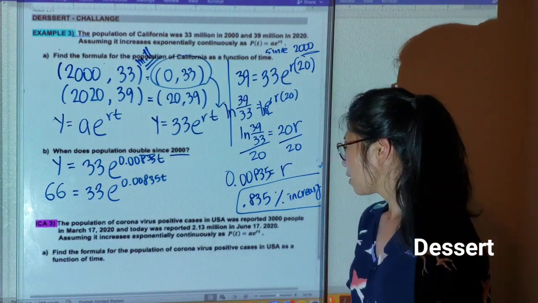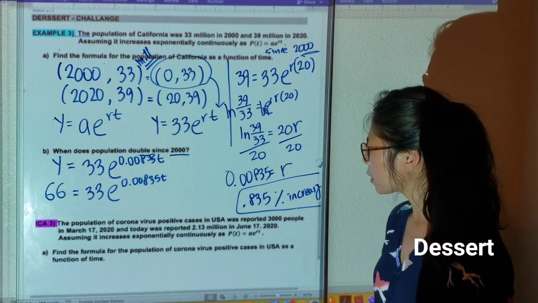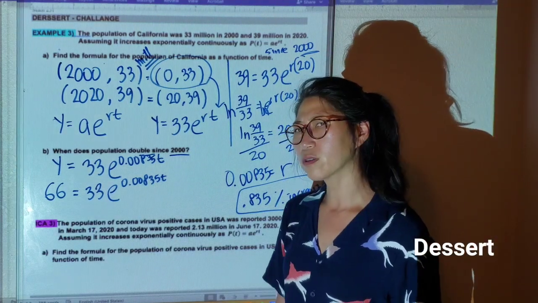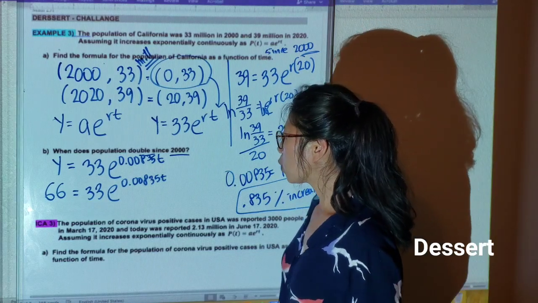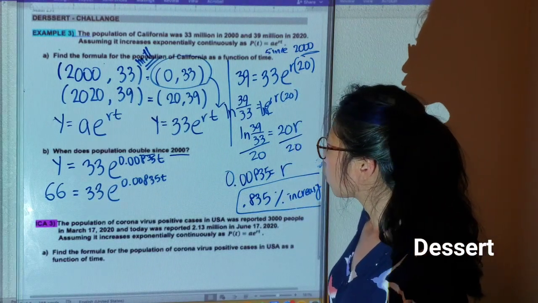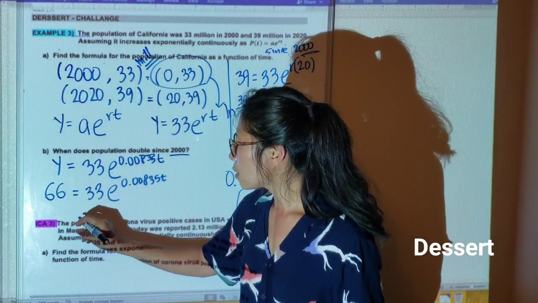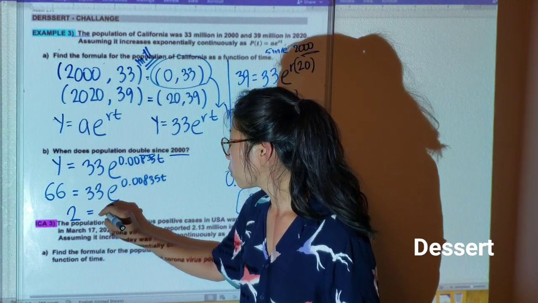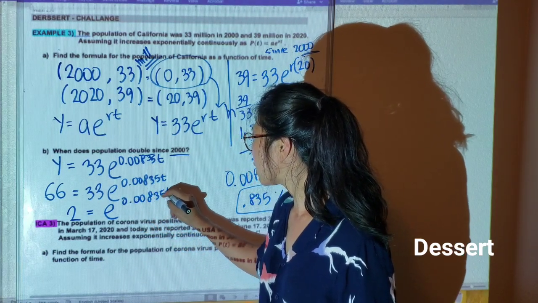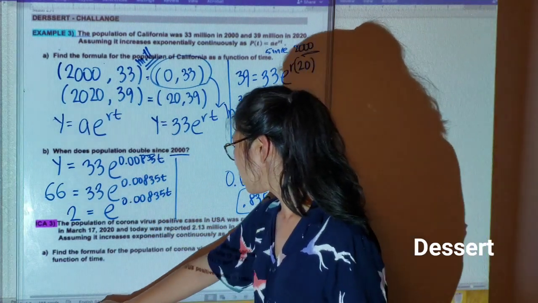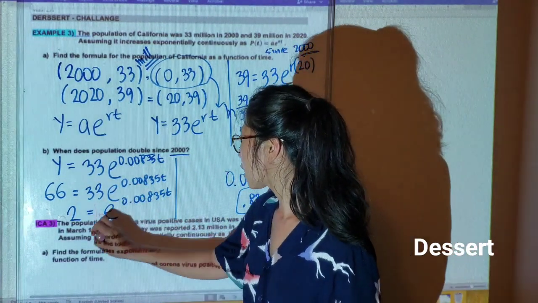So in this case, population doesn't increase fast, so I cannot actually guess how long it's going to take to be doubled. Normally, being doubled doesn't take that long, about like 20 years. In this case, I'm going to solve for t. Let's divide by 33. That will give me 2 equals e to the 0.00835 t. Then let's take the natural log of both sides, and it will cancel out.